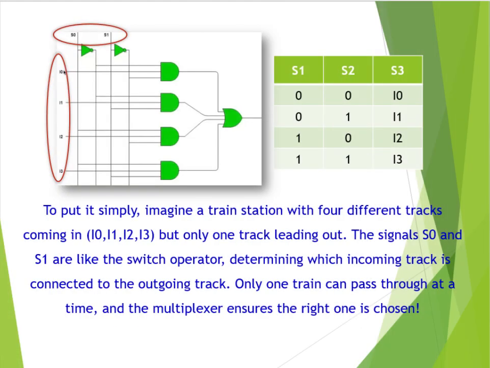To put it simply, imagine a train station with 4 different tracks coming in, I0, I1, I2, I3, but only one track leading out. The signals S0 and S1 are like the switch operator, determining which incoming track is connected to the outgoing track. Only one train can pass through at a time, and the multiplexer ensures the right one is chosen.